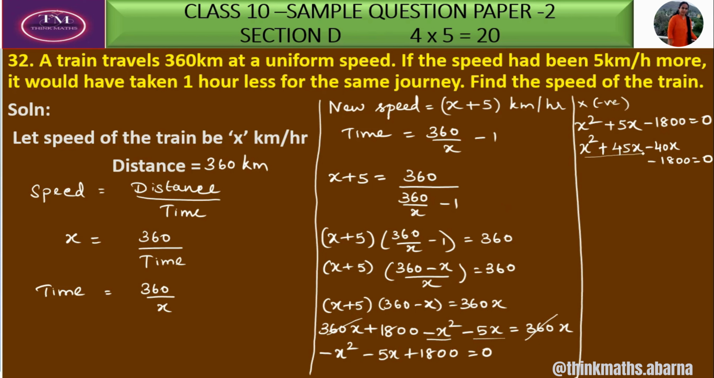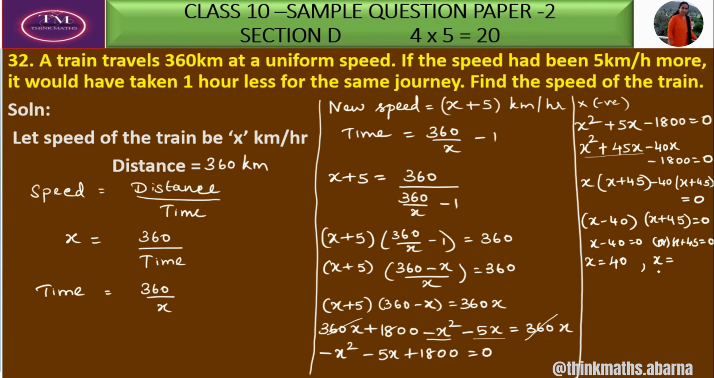From the first two terms, we can take x as common, so it is x into x plus 45. And if we take minus 40 as common, we get x plus 45. So now clubbing, x minus 40 into x plus 45 equal to 0. That means x minus 40 equal to 0 or x plus 45 equal to 0. That means x will be equal to plus 40, and here x will be equal to minus 45.